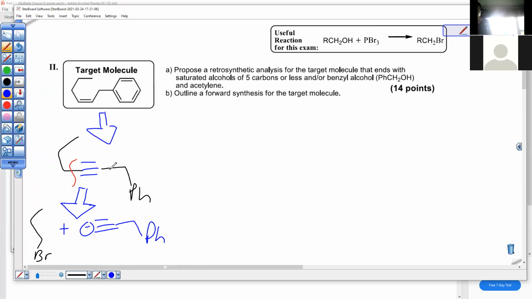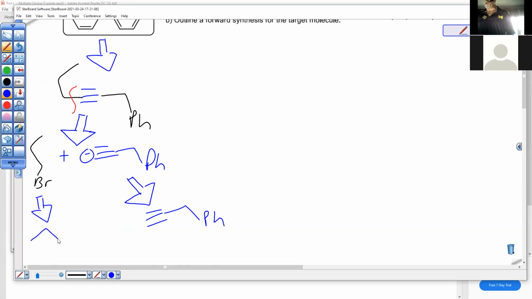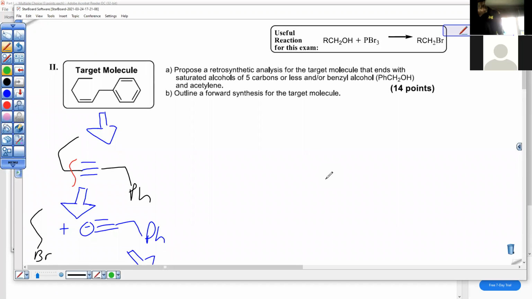This molecule comes from these two. Whenever you have an anion of acetylene, whether it's acetylene with a group on it or a normal acetylene, it comes from an acetylene. Here, benzyl acetylene. You're not done with that. And this one here comes from 1-propanol. Circle it. Why circle it? It's on your list of alcohols of 5 carbons or less, and or benzyl alcohol. That's coming later. And acetylene.